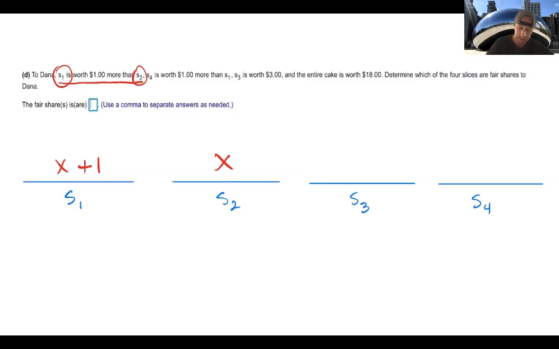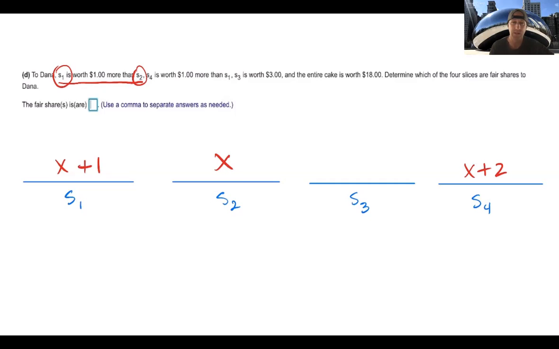Okay. Next, it then tells us that S4 is something. So we know we're looking at this blank, and it's worth $1 more than S1. Now, S1 we had as X plus 1. So if that's what we're doing, $1 more on top of that, then we can write it as X plus 1 plus 1, which would just be X plus 2. So far, so good. All of these are in terms of X, which is nice.